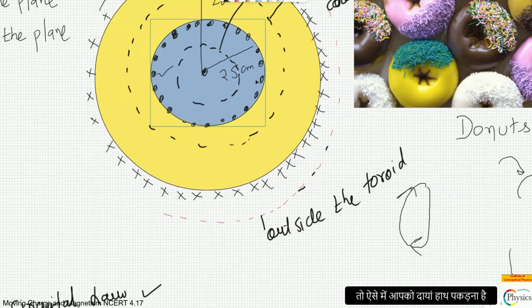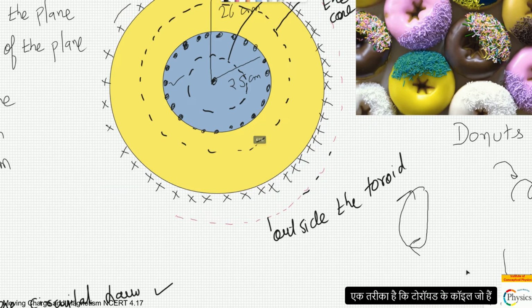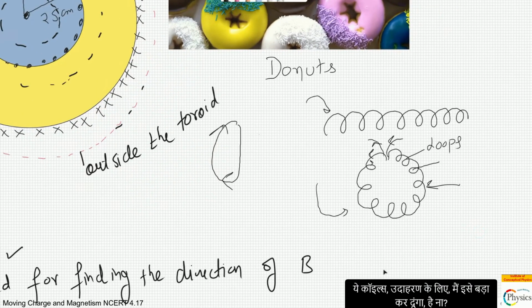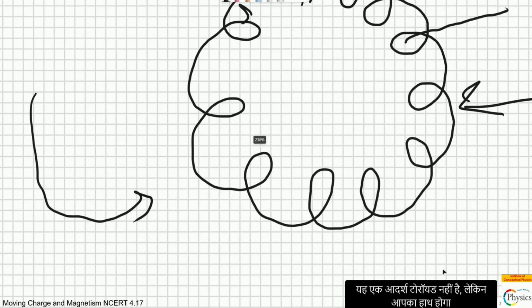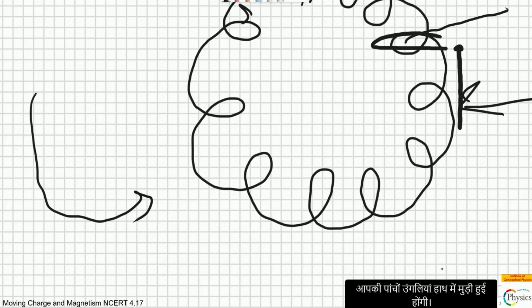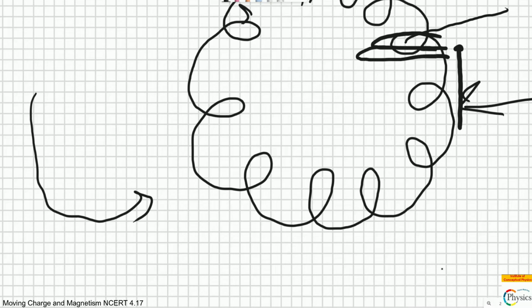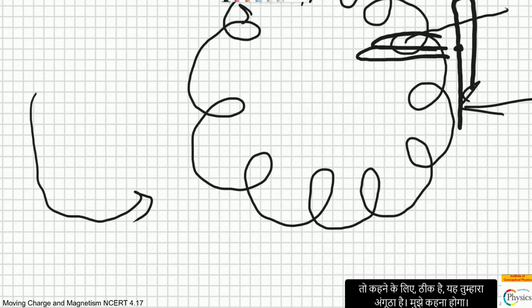So you have to hold your right hand in such a way that the coils of the toroid, which are these coils, for example, I will just enlarge the toroid for you. It's not a perfect toroid, but your hand will finally have a situation where your thumb will go up in this direction and your five fingers will be curled in the hand. So this is your right hand, this is your thumb.